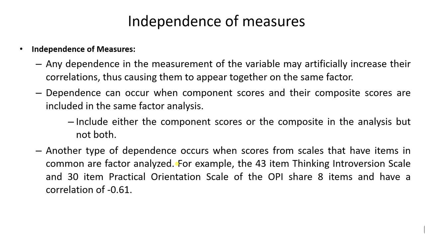For example, there is a thinking introversion scale. This has 43 items, and another, the practical orientation scale, has 30 items. Both of these scales share 8 items. If you analyze these two scales simultaneously, then the 8 items from the first scale and the second scale will cluster together. Why will they cluster together? Because the 16 items are forming a factor? No, because they are duplicate items.